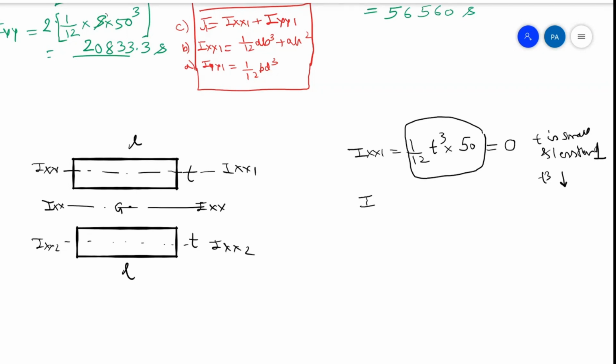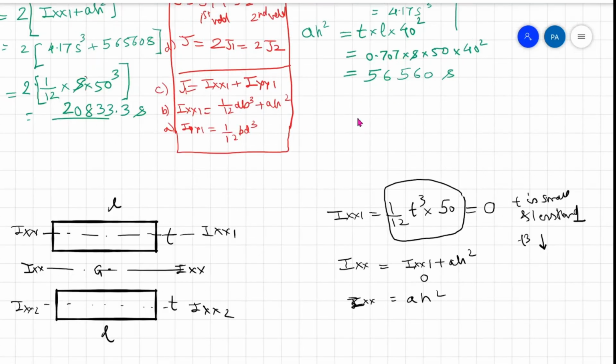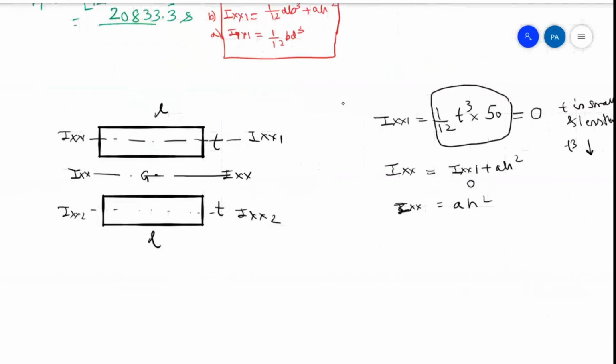Now what is Ixx? Ixx is equal to Ixx1 plus A h square, out of which this is 0. So this is A h square only. And what is that A h square? 56560, correct? 56560 s. So what is Ixx now? Ixx is equal to 56560 s. Okay.